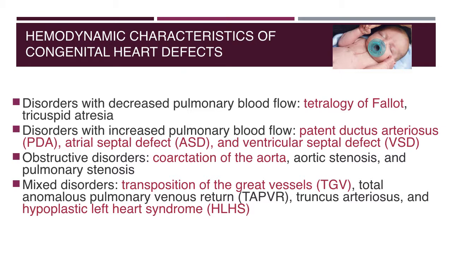Mixed disorders include transposition of the great arteries, and we're going to talk about this a little more. Instead of having the aorta coming off of the left side of the heart, you have the pulmonary artery coming off of the left side of the heart. And instead of the pulmonary artery taking blood to the lungs, it's coming off of the left side instead of the right side. And so it's just recirculating this oxygenated blood.